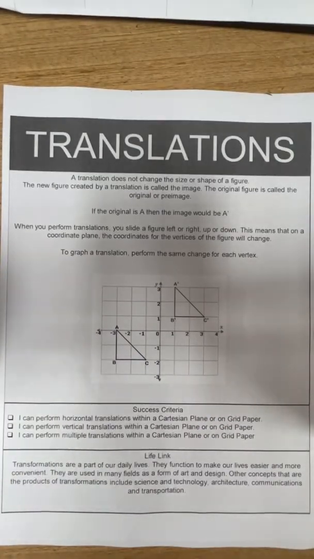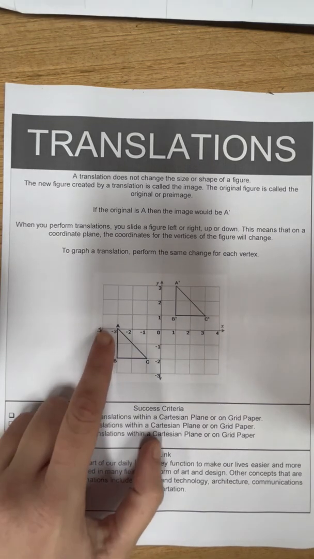Okay, so translations do not change the size or shape of a figure. What it does is it moves a figure left, right, up, or down. To graph that translation, what we need to do is make the same change for each vertex of the shape, which is the corners. And when we are drawing shapes within our graph, we need to make sure that we label each vertex.